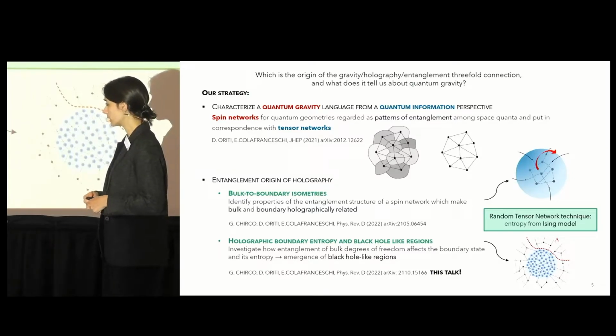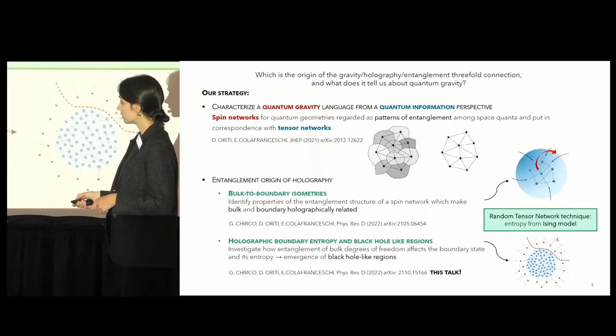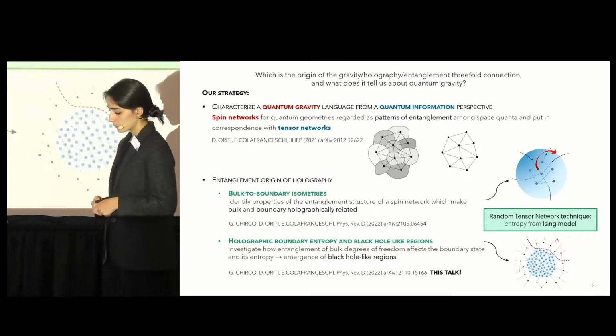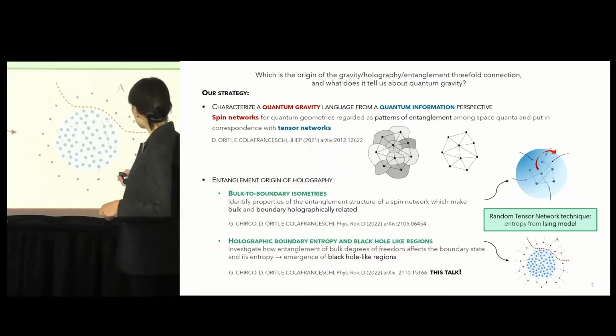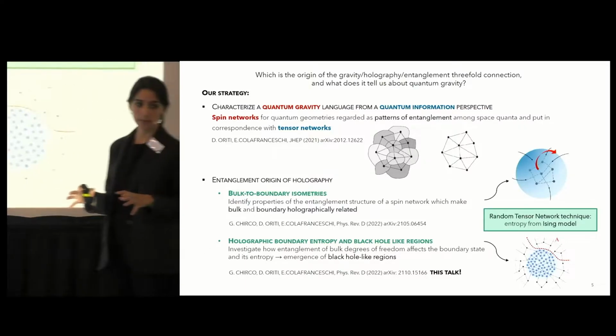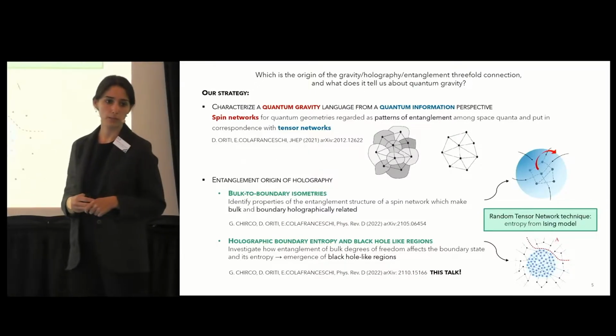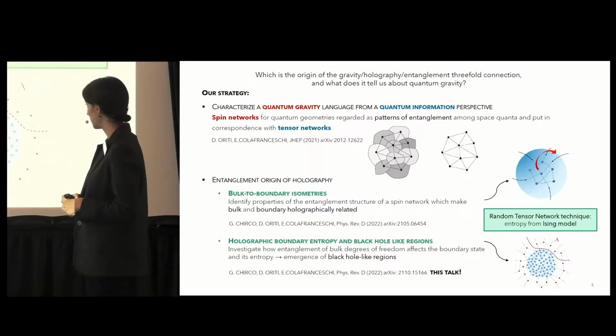But the talk that I'm giving today is focused on this second direction, which is, given, as before, a certain region of space modeled by a spin network, to look at the boundary entropy and study how the boundary is affected by the bulk. So which information on the bulk we can recover from the boundary.